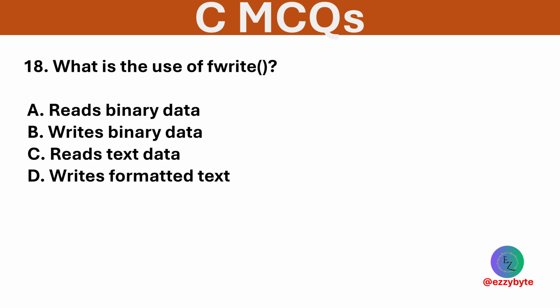What is the use of the fwrite function? Options are reads binary data, writes binary data, reads text data, and writes formatted text. Option B is correct. The fwrite function writes a block of binary data to a file.